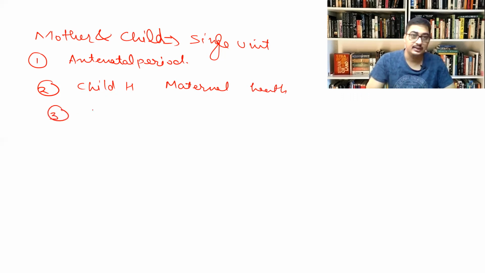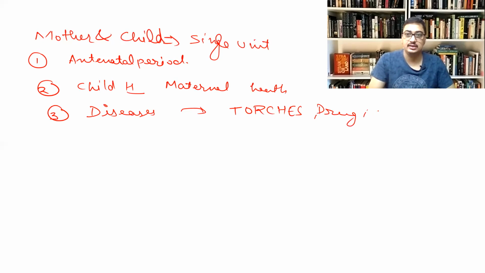Then third aspect is that there are certain diseases. So one is about health, one is about diseases. There are certain diseases of the mother in pregnancy that have an impact on the fetus. So what are these? Infections like TORCH infections, syphilis, measles, and then drug intake. So all these diseases in the mother have an impact on the child. So the first reason is that during the antenatal period, fetus and mother are the same. Second and third concern the close association between child health or diseases and the mother's health.